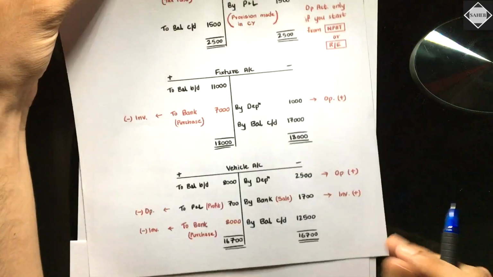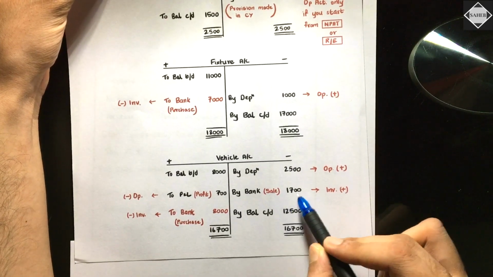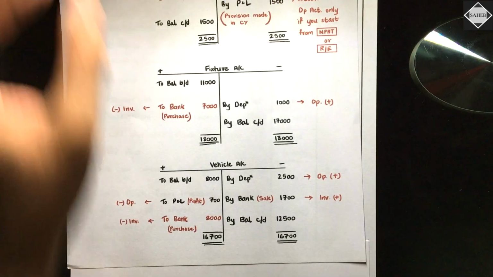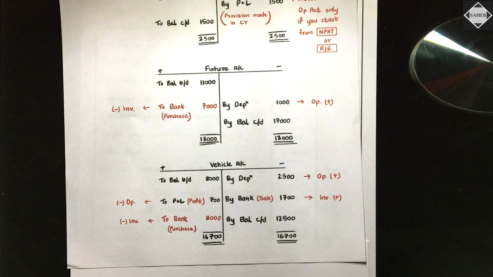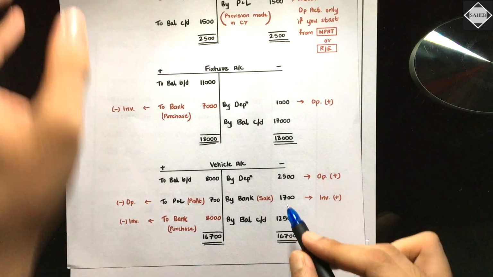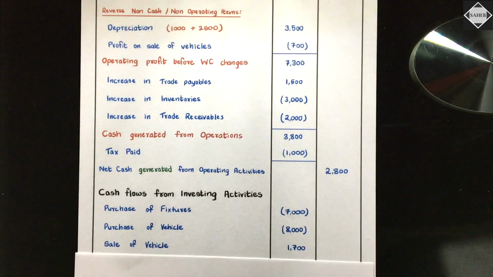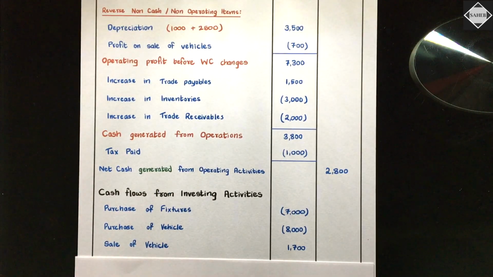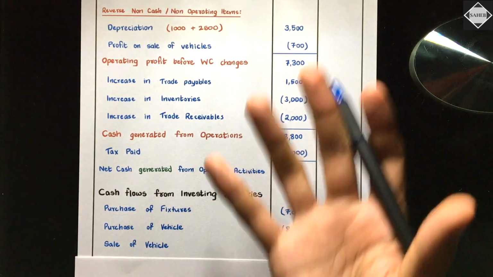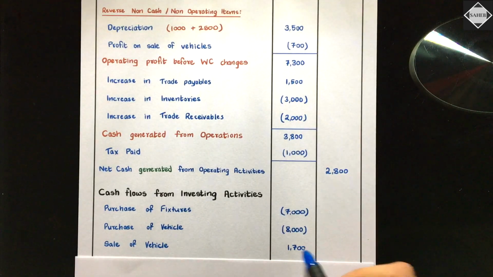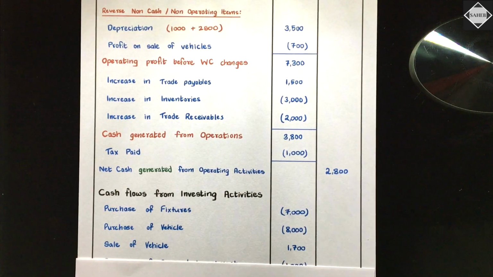So have you sold any asset? Yes, you have sold an asset for how much? 1,700, right? So that will also come over here. See, sale of vehicle 1,700. But when you sell the asset, what happened? It's an inflow. So you have to add that. Is it clear? Simple and straightforward. You have understood this. Okay.